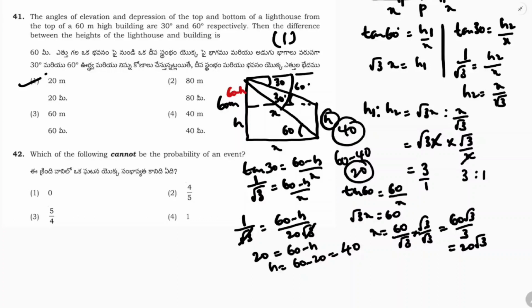Which of the following cannot be the probability of an event? See, 0 is possible because it's an impossible event. 4 by 5 is a proper fraction, that is also possible. 1 is also possible for a sure event. Probability cannot be an improper fraction, so option 3, because favorable outcomes cannot be more than total outcomes. So option 3 is not possible.